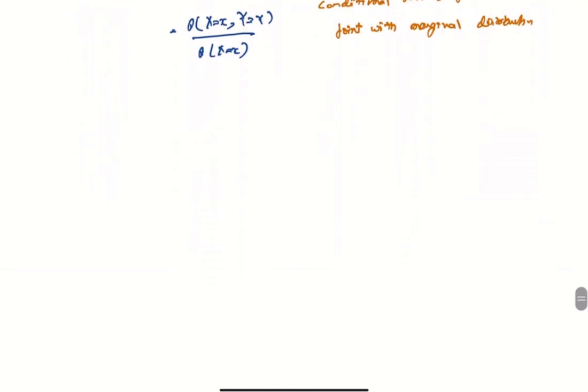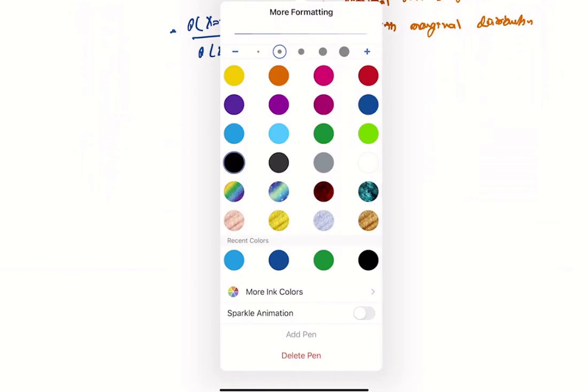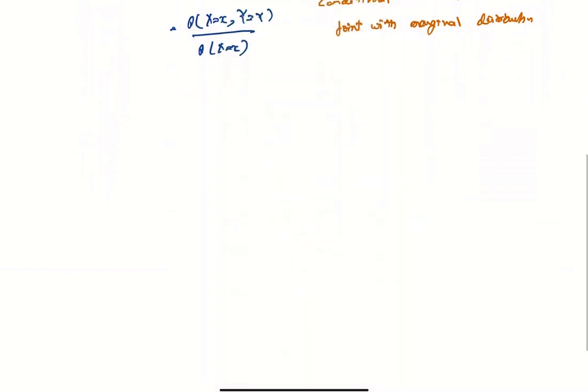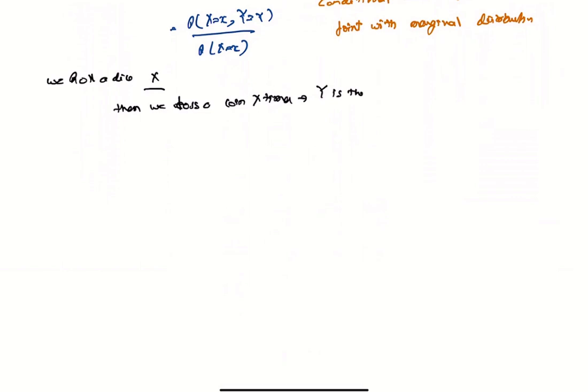Now let's see a question. We roll a dice and get a number x. Then we toss a coin x times. Y is the number of heads we get. If we know x, what is the distribution of y?